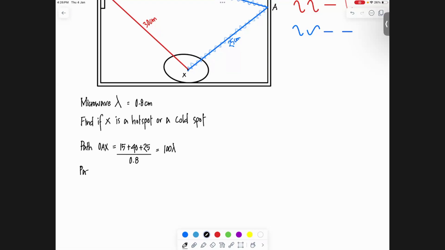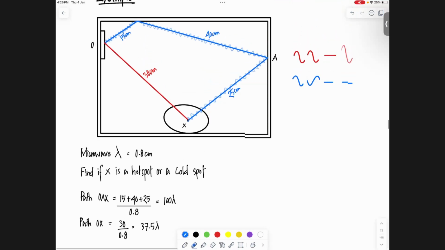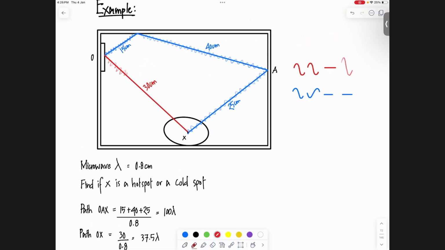Now the path OX directly is going to be 30 divided by 0.8, right? So how much is that? 37.5. So 37.5 lambda. So it means that a red path there are 37.5 waves out there.